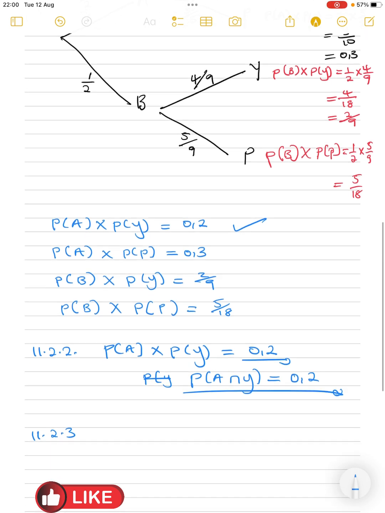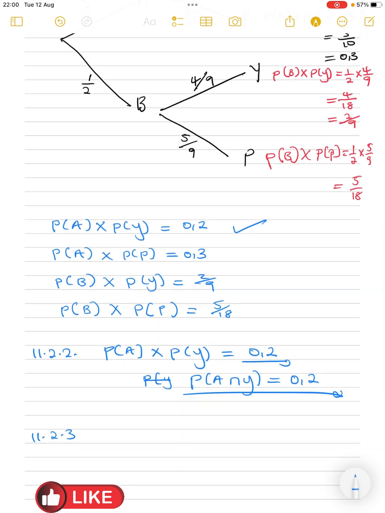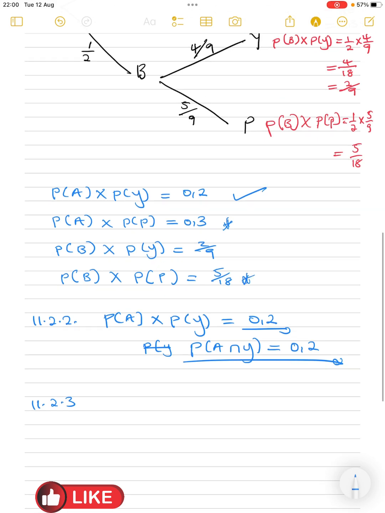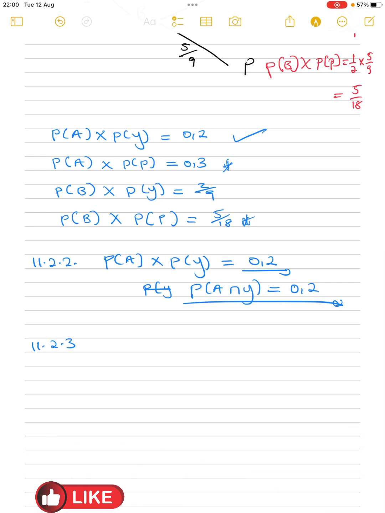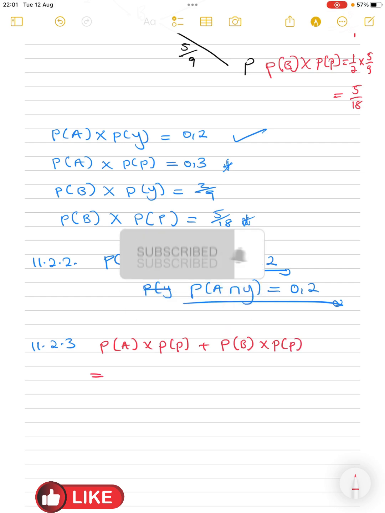11.2.3: What is the probability that a pink ball will be chosen? Remember, a pink ball can be chosen here, and can also be chosen here. So in order to write the conclusion, it is the probability of a ball being chosen from A times a pink ball being chosen, plus the probability of a ball being chosen from B times a pink ball being chosen.